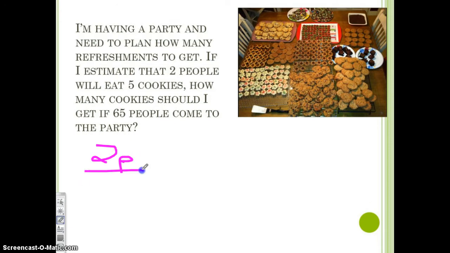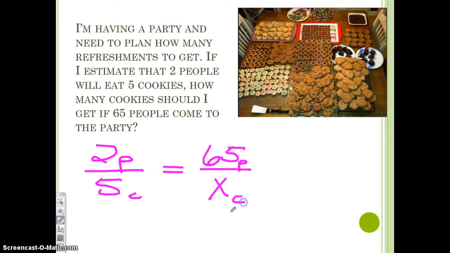It's another proportion problem like we did before. 2 people for 5 cookies. That will equal 65 people. We got to put the people in the same place for x cookies. We don't know how many cookies. That's what we want. People to cookies, people to cookies. We're good. We could have gone cookies to people, cookies to people. That would have been okay as long as they were consistent on both sides.